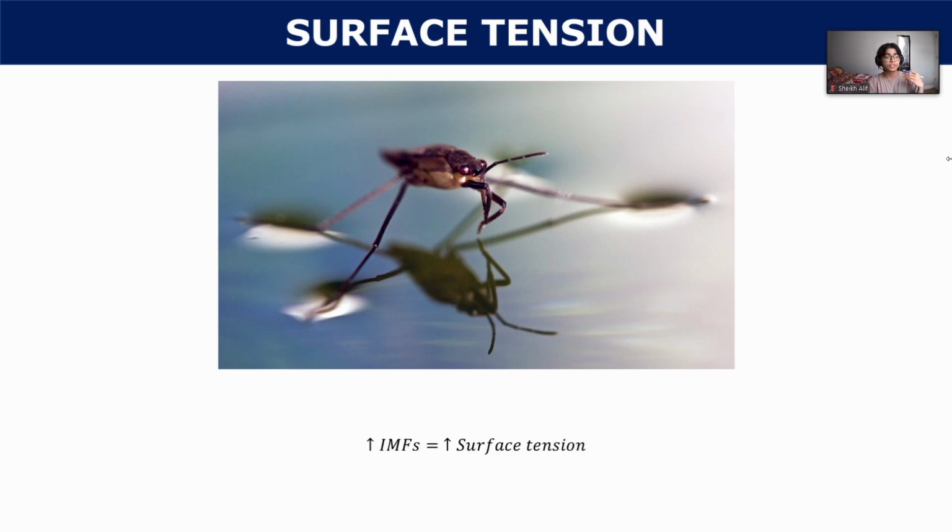And so as you increase your IMFs, your intermolecular forces, your surface tension goes up. So if you have liquids with stronger IMFs, you're going to experience more surface tension. And that's why water in particular has such high surface tension, because you see a lot of hydrogen bonding in water that makes it a very strong substance.